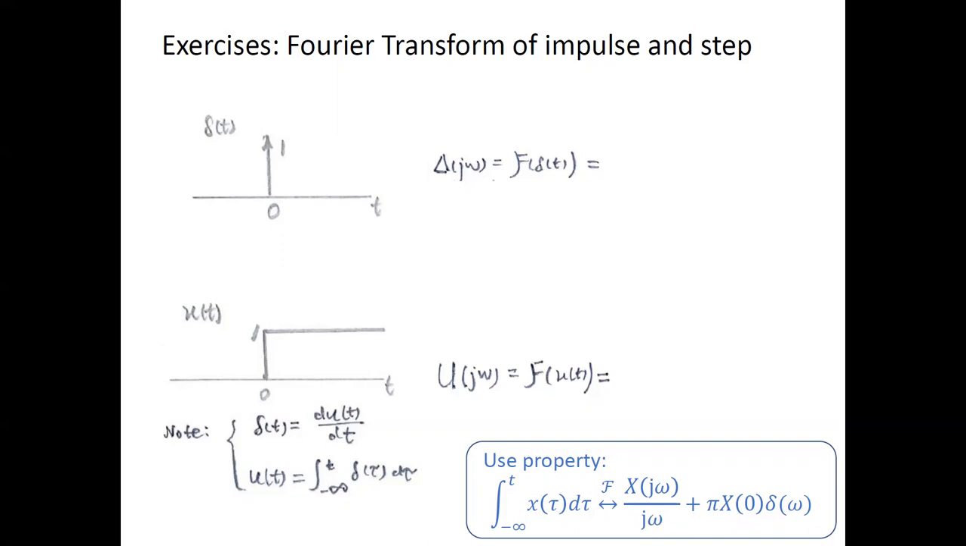Okay, it seems some students are interested in two questions. One is, what is the energy of a signal? An example of the energy of a signal. The other is why there is an extra term in the integration property. Let me try to add some slides after the lecture, and I'll put the revised slides on the blackboard. Because of time limitation, I cannot explain in much detail in class.